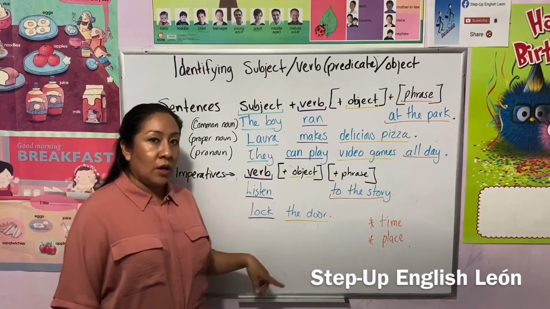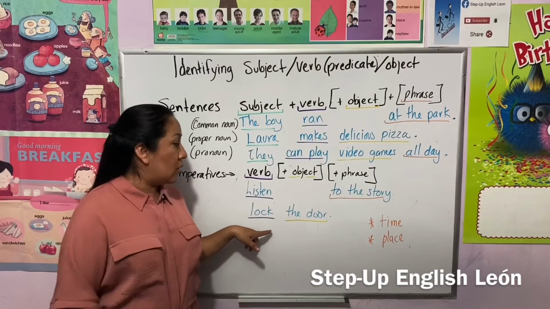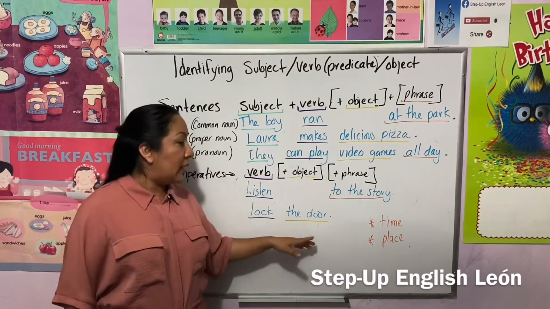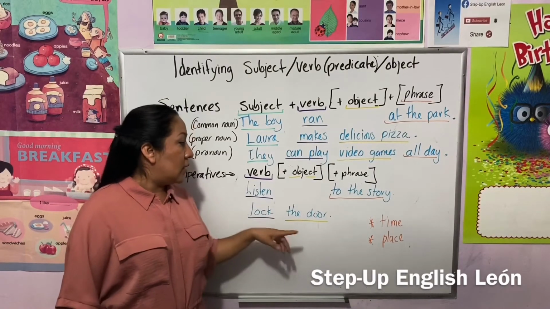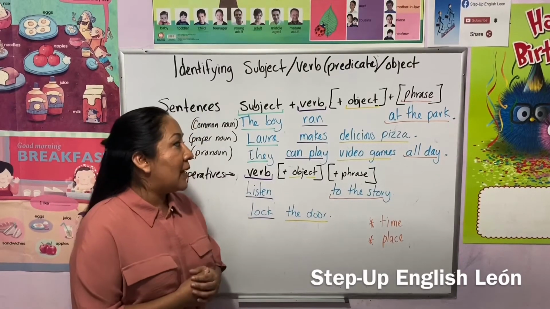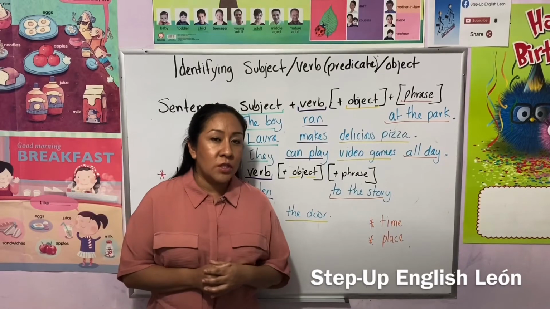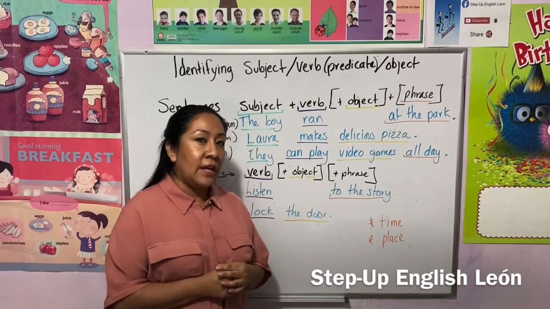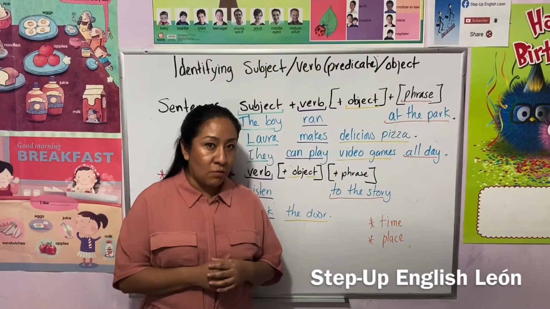Lock the door. Okay, lock what? The door. Here I have an object. The door is my object. Okay, we're going to look at some other things that you have to consider when identifying subjects, verbs, and objects.